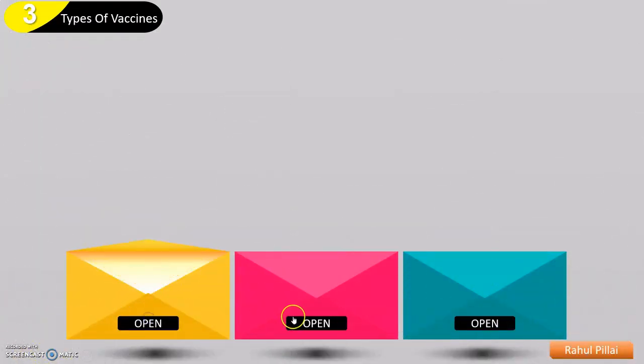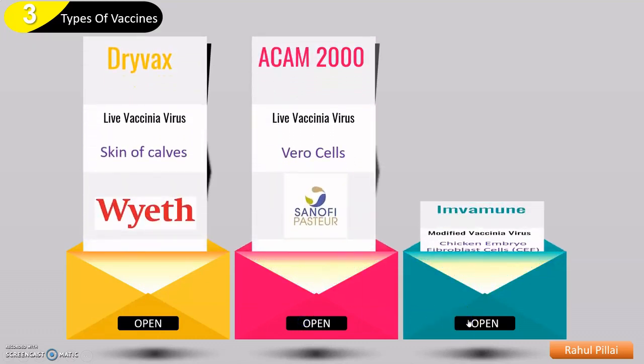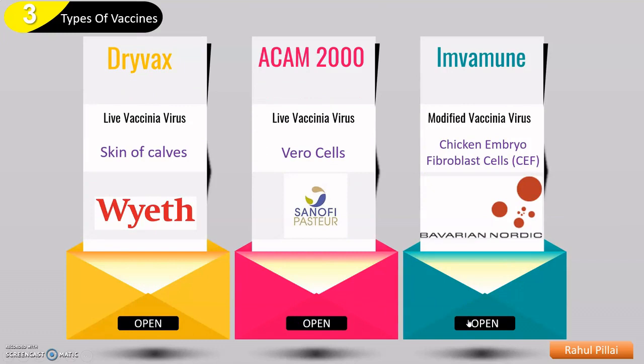The following are the three major vaccines that have been widely studied. Three vaccines are Dryvax, ACAM2000, and Imvamune. Among these three, Dryvax was used in the global eradication campaign from 1966 to 1977. All the three vaccines are based on vaccinia virus.